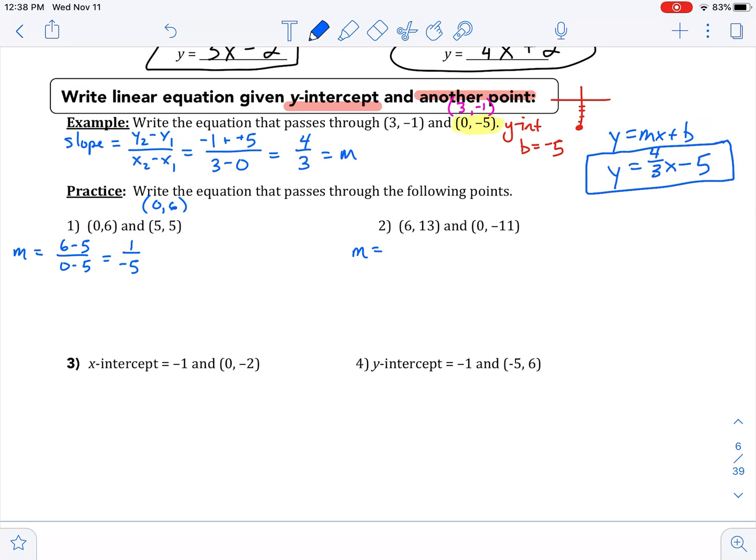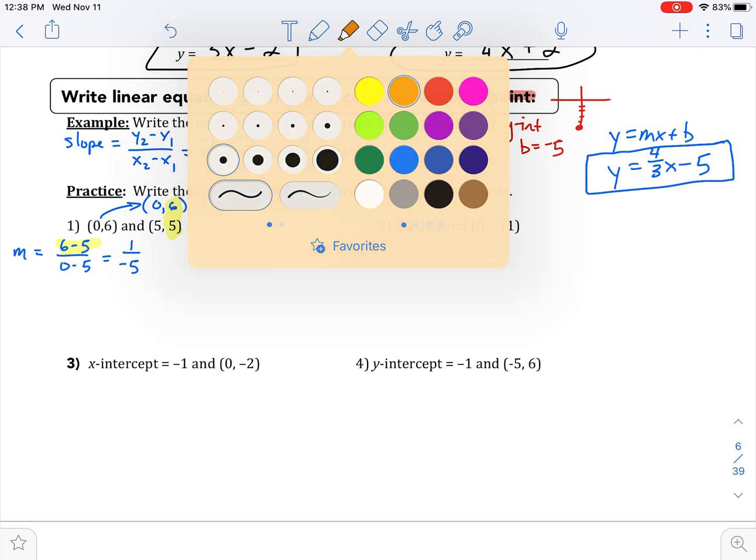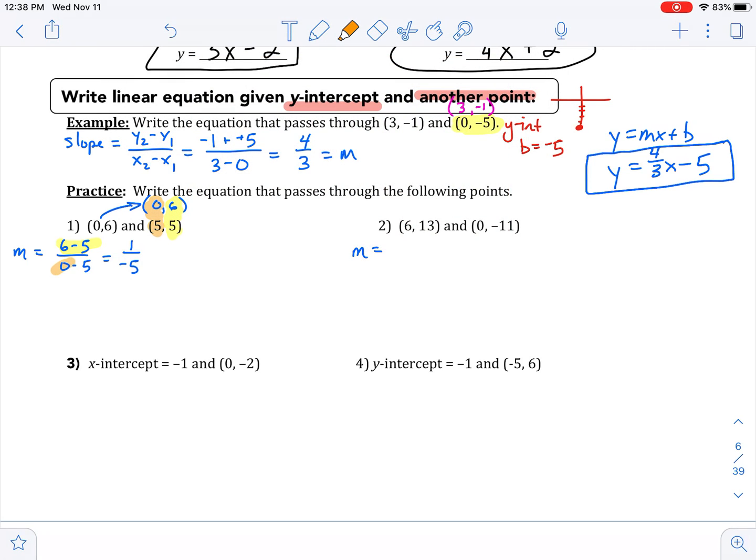A couple more problems here to practice. I'm going to run through them again quickly. You might want to pause and go back and rewatch if necessary. I stacked my points. I subtracted my y values, 6 minus 5. Subtracted my x values, 0 minus 5. And I end up here with a slope that is 1 divided by -5, or -1 divided by 5, or the negative of 1/5.